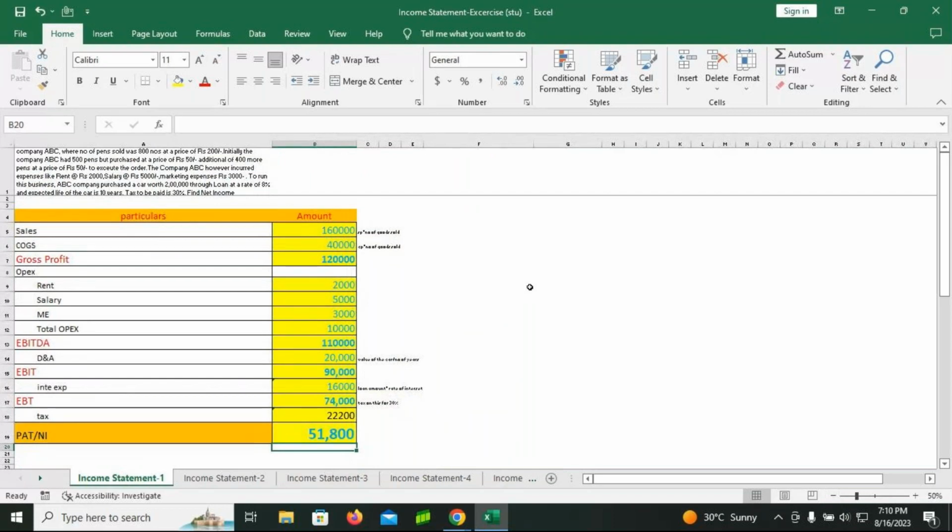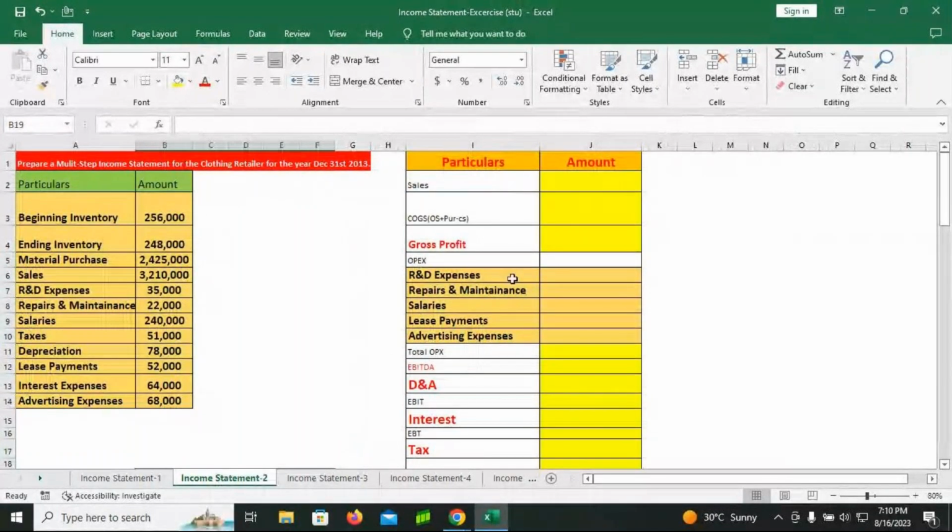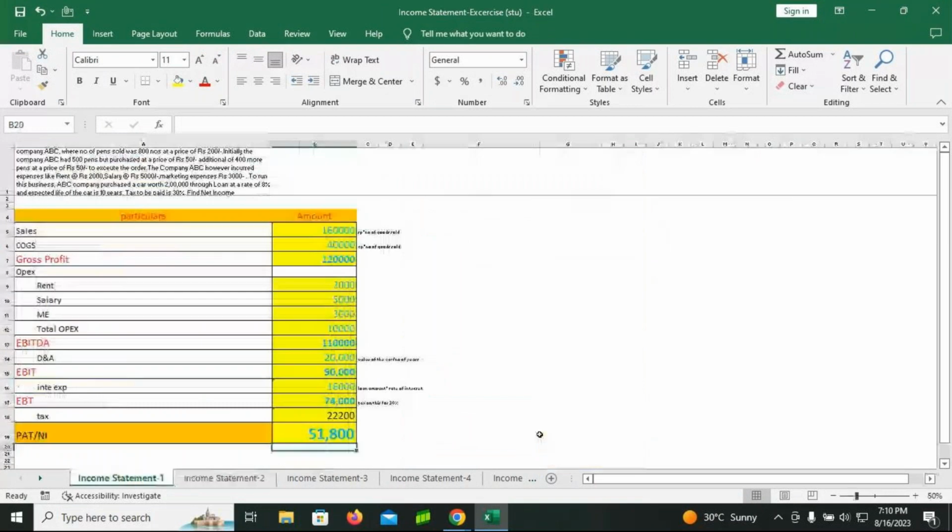So do this income statement first one and try calculating the second one. I'll give you 10 minutes of time.